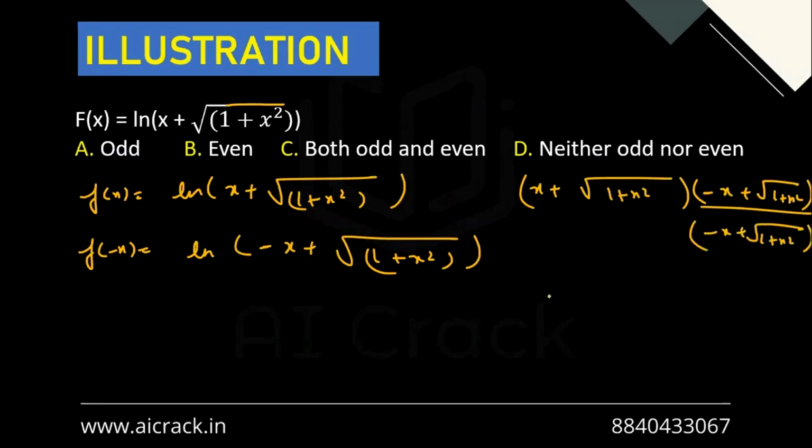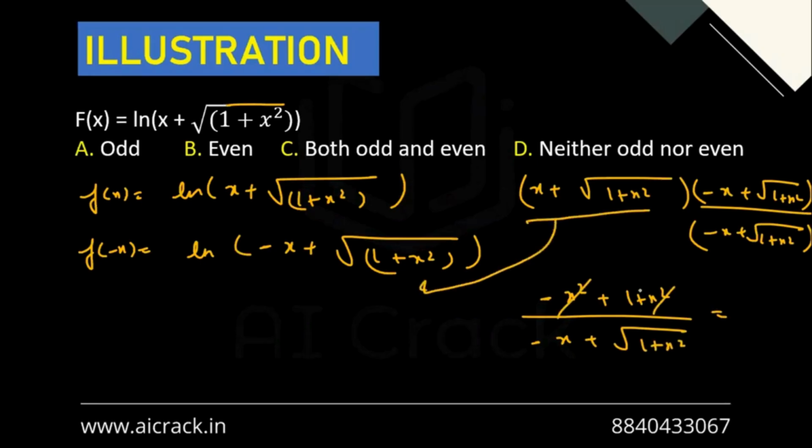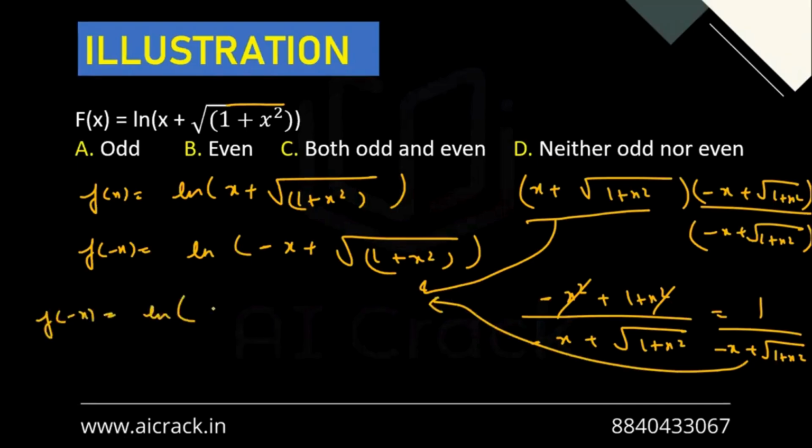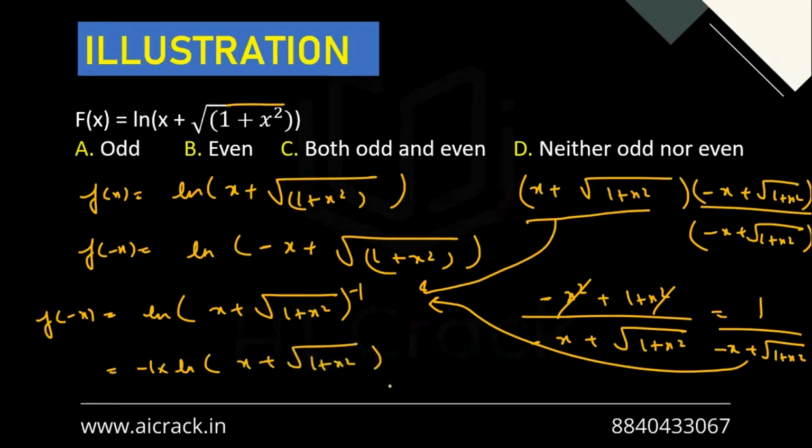Now if I multiply both of these, what will I get? Minus x square plus 1 plus x square divided by minus x plus under root 1 plus x square. So this gets cancelled. What is this? Basically this is 1, so this comes out to be 1 upon (minus x plus under root 1 plus x square). So this is the same as this, right? Now what we got, f(-x) equals ln. I can write this as this raised to power minus 1, (x plus under root 1 plus x square) raised to power minus 1. Now we know the property of log that if we have something in power, it can be carried over here. So this is minus 1 into ln of (x plus under root 1 plus x square). Now this is nothing but minus f(x). So we got this as an odd function.